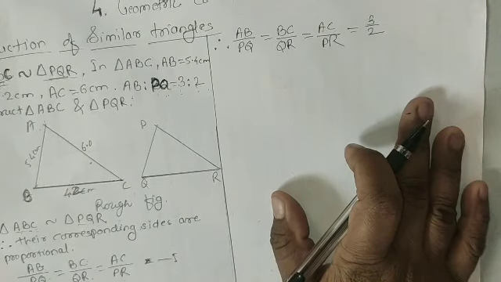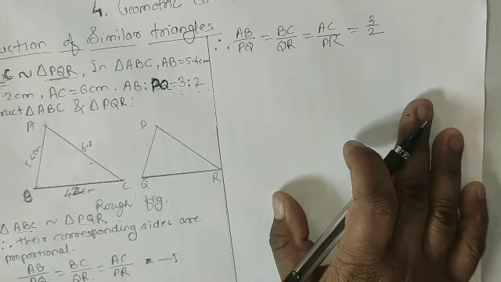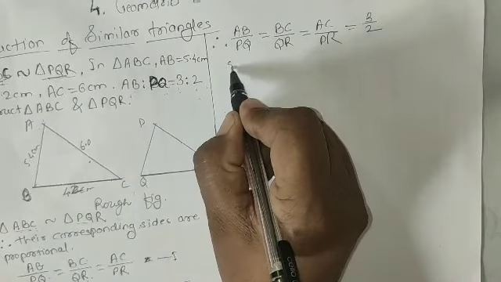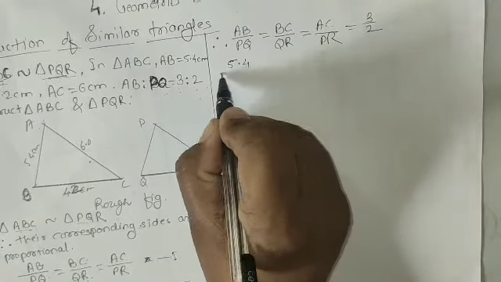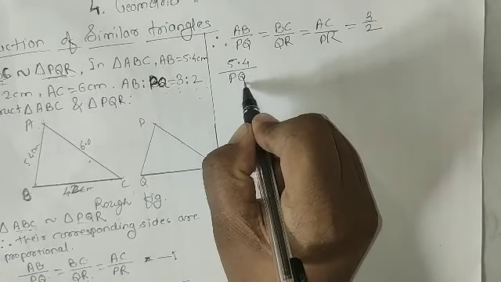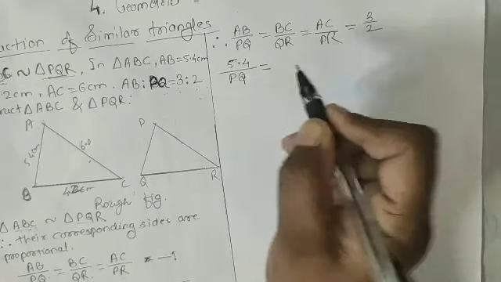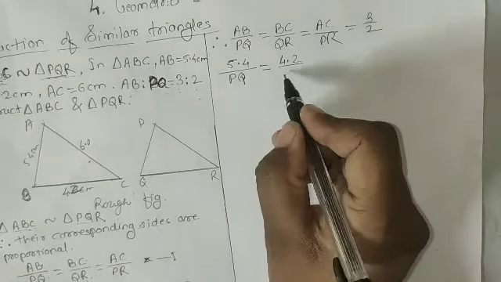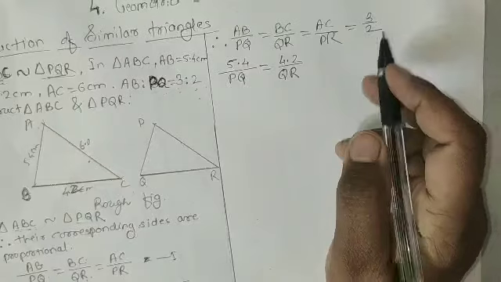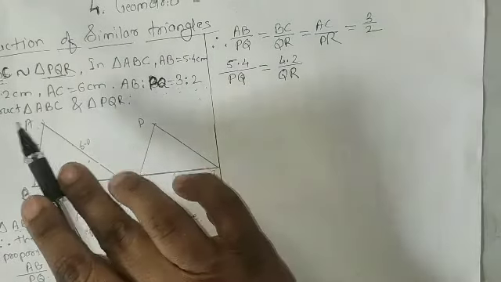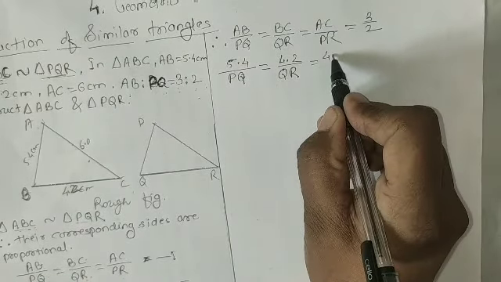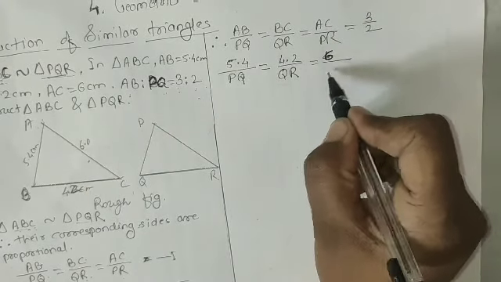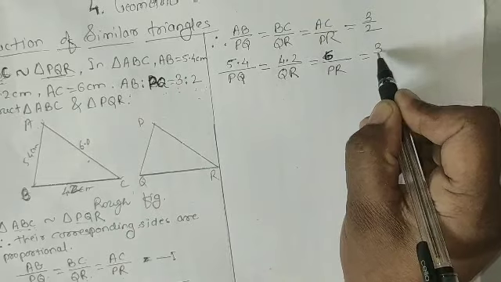Now we will put in the measures and find the values of the remaining sides. Here we take AB. AB's measure is 5.4, so 5.4 upon PQ. Next, equal to BC's measure 4.2, so 4.2 upon QR, which we don't know, so we write it as it is. Next AC. AC's measure is 6 centimeter. So 6 upon PR, and that is equal to 3 by 2.